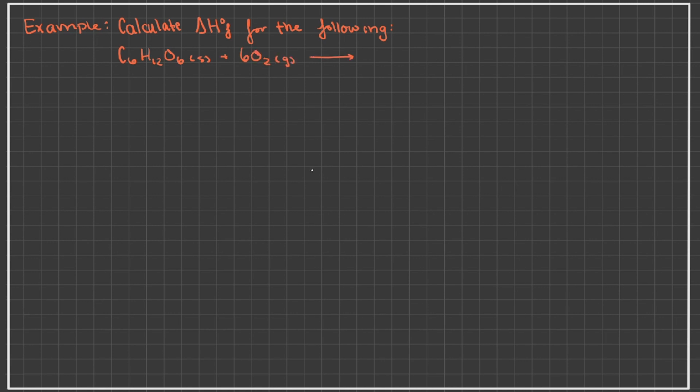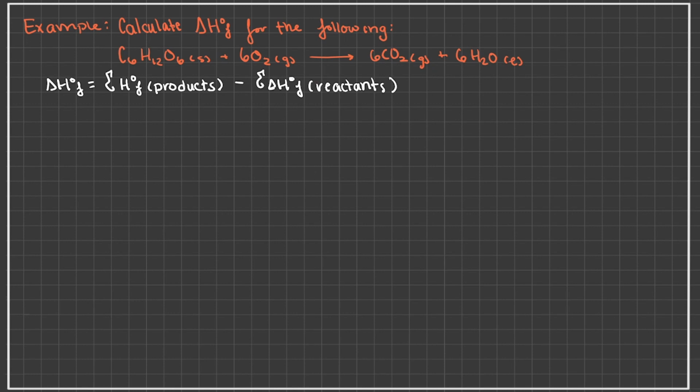Now we're going to go into an example in order to calculate our standard enthalpy of formation. So we're going to look at the following equation: C6H12O6, and for those of you that do not recognize this, it is glucose, reacts with 6 O2 gas to go to the products of 6 CO2 gas plus 6 H2O liquid. You're going to see that this equation is already balanced for us, and all we need to do is find our standard enthalpy of formation.